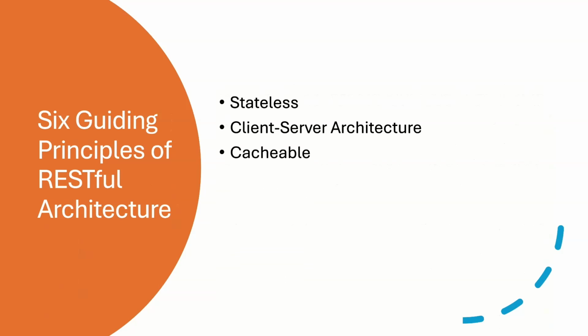The third principle is cacheability. Responses from the server must define whether they are cacheable or not. If a response is cacheable, clients can store and reuse this data for future requests. For example, when you visit a news website, the latest articles might be cached on your device so that if you revisit the site soon after, the articles load faster without fetching the same data again. This reduces the load on the server and significantly improves performance.